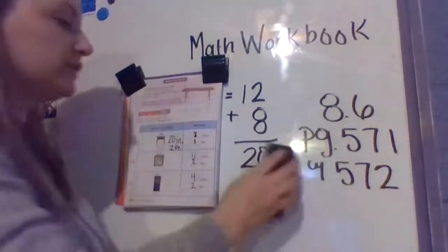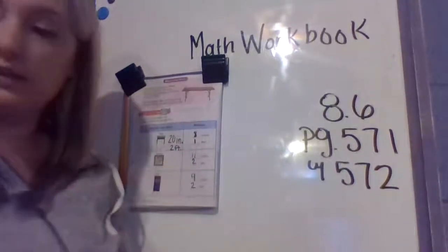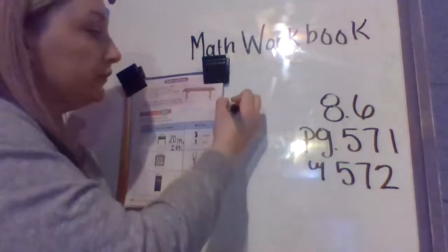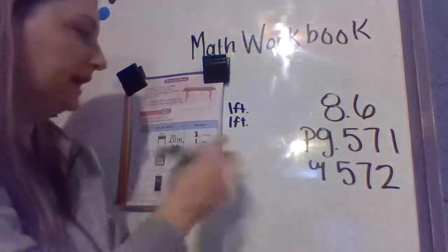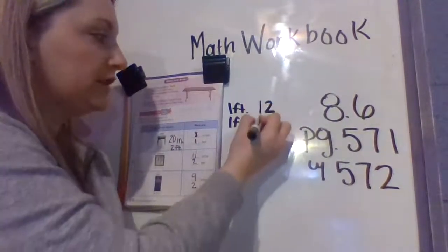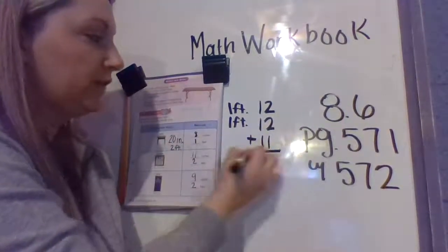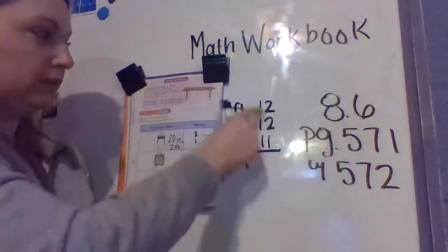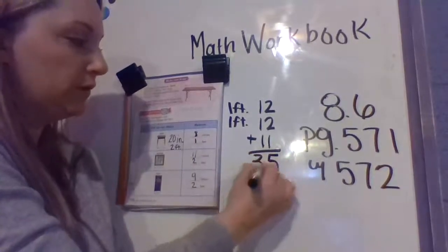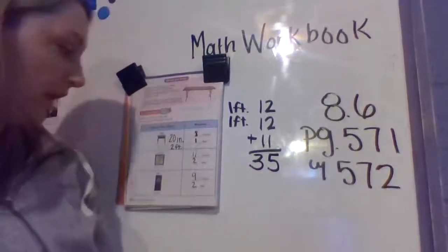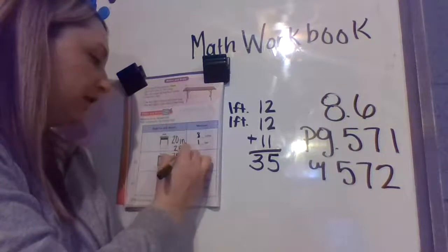The next one was 2 feet 11 inches. So we have 2 feet. So here's 1 foot, 1 foot, and then we had an extra 11 inches. So 1 foot is 12 inches, another foot is another 12 inches, and then we have an additional 11 inches. So we have to add those three together because it was 2 feet. So 12 inches, plus 12 inches, plus the extra 11 inches equals a total of 35 inches long. So when we measured across the window, it would have been 35 inches long.